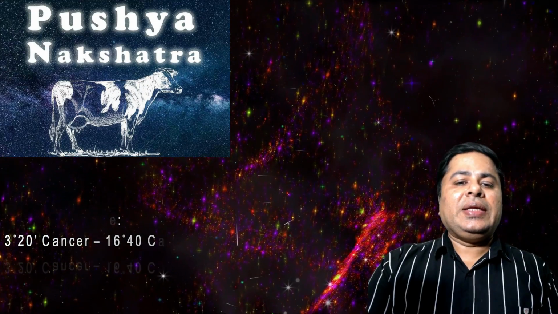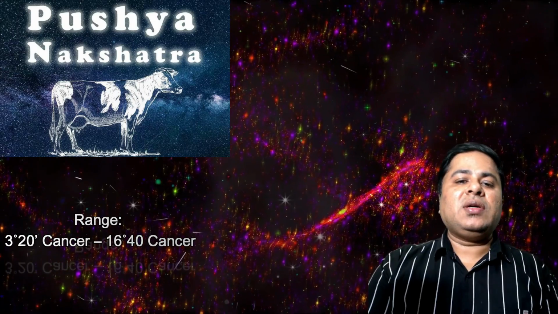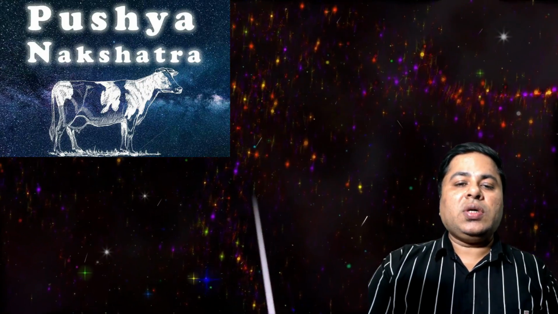Now comes the 8th nakshatra, Pushya. It ranges from 3 degrees 20 minutes of Cancer to 16 degrees 40 minutes of Cancer. Ruling planet Saturn. Deity Brihaspati, the guru of the gods. Guna Tamas, symbol cow's udder.